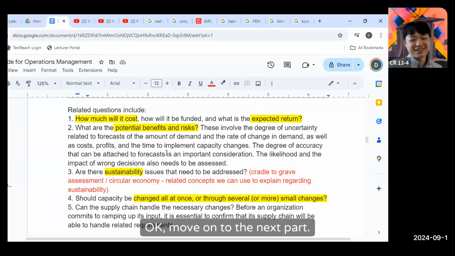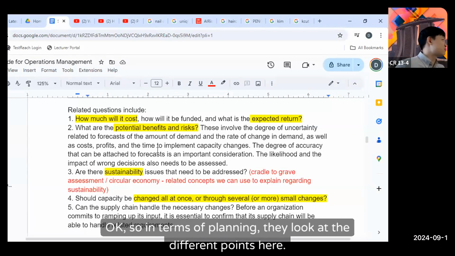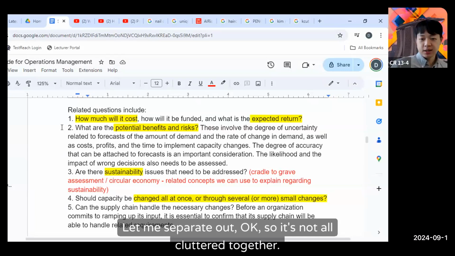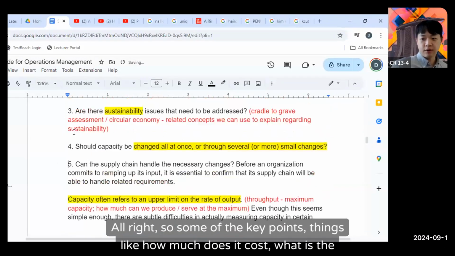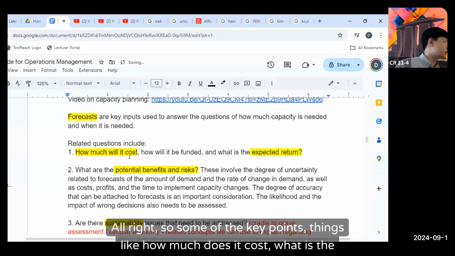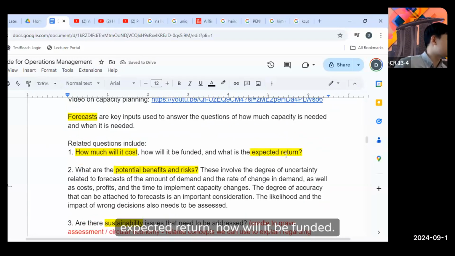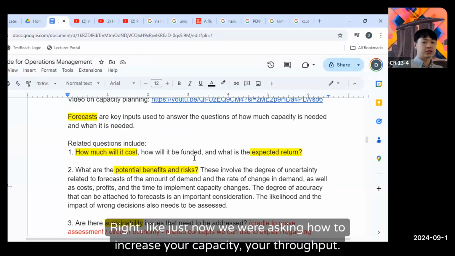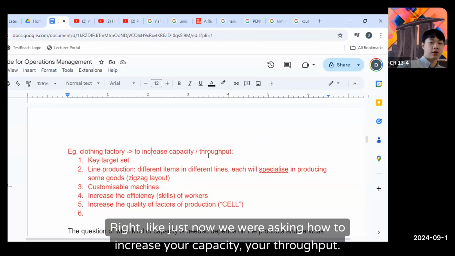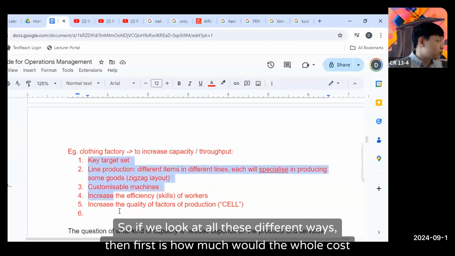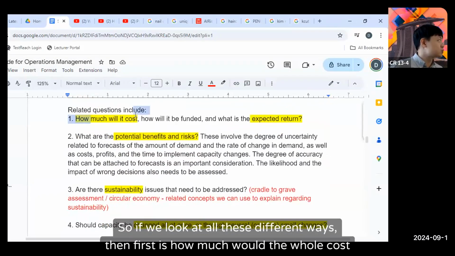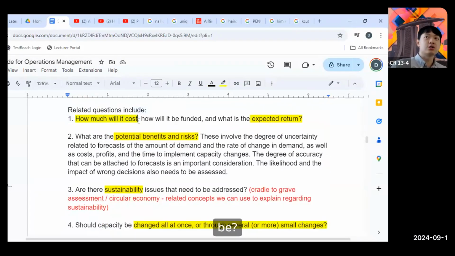Next part. In terms of planning, they look at different points here. Let me separate them out so it's not all cluttered together. Some of the key points: how much does it cost? What is the expected return? How will it be funded? Just now we were asking how to increase your capacity, your throughput, and we raised these points. So first is how much the whole cost will be. Is it going to be expensive? Can we afford it, or can we not afford it?